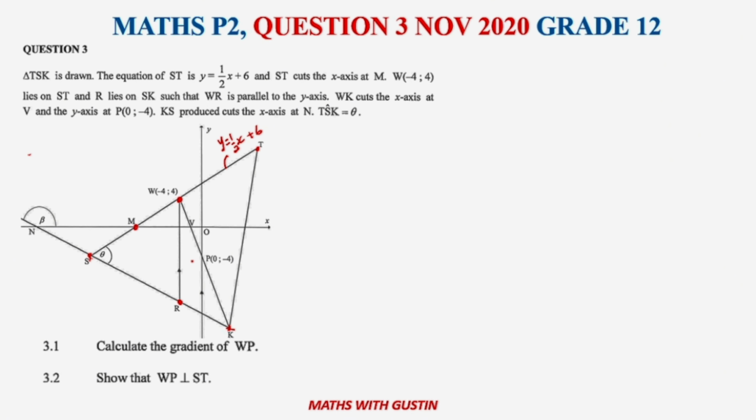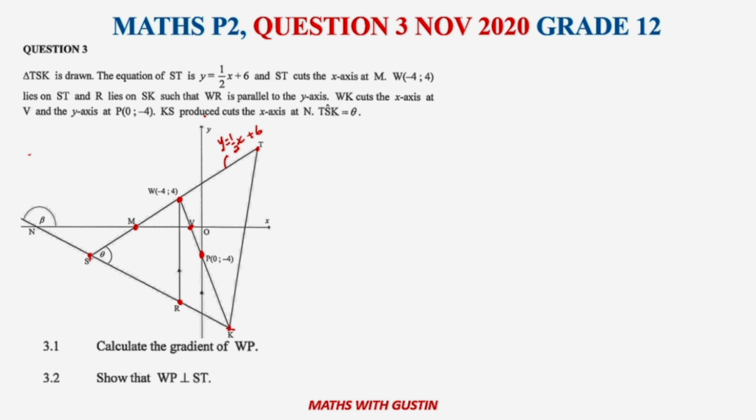Great stuff. Parallel, so we're going to say something about the gradients there. And then WK cuts the x-axis at V and the y-axis at point P. Where's P? Here's point P. Great stuff. A lot of information on this diagram as well.